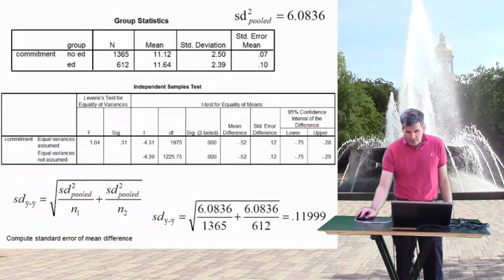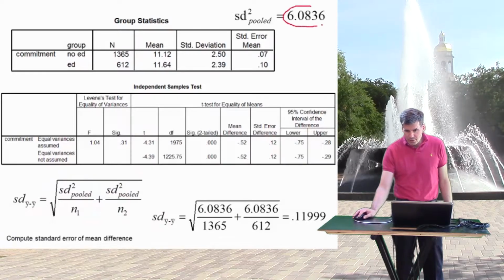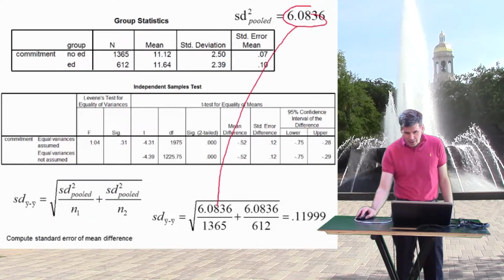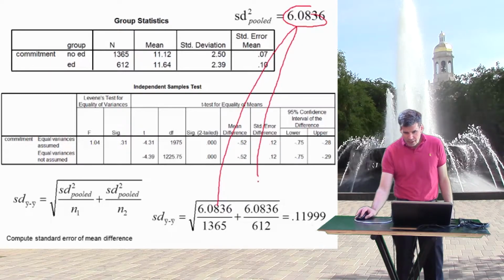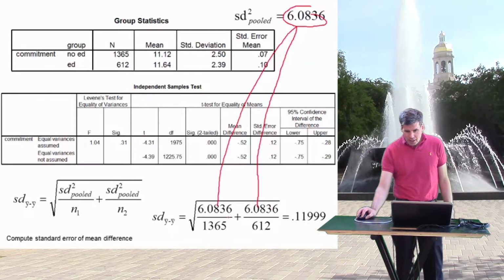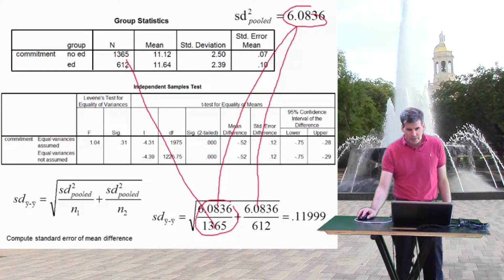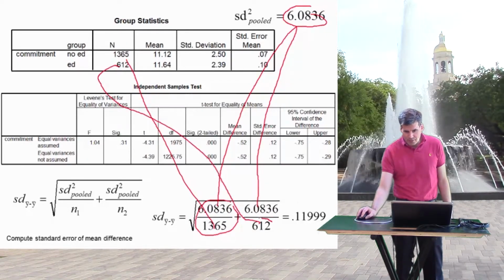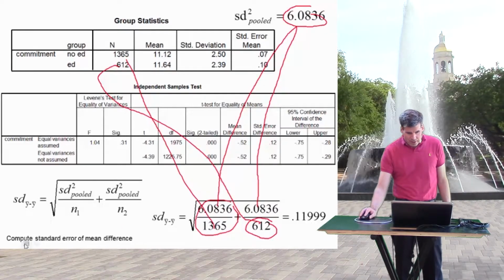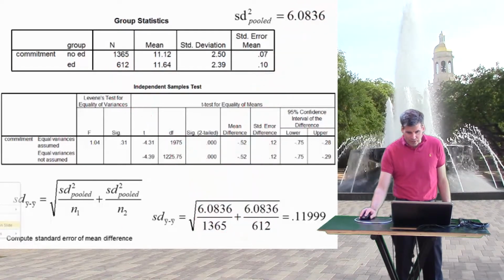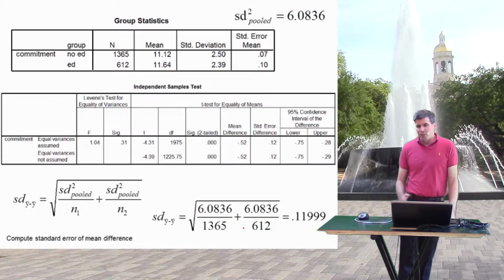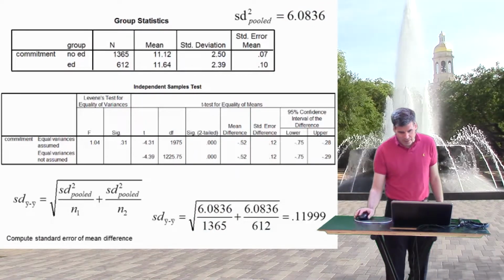So we take our pooled variance, 6.0836, and I plug it in there. Take that exact same value and plug it in right there. And then for this first one, I take 6.0836 divided by the sample size for group one. Group one had 1,365 people. Group two had 612 people, and so that goes right down there. And again, note that I'm dividing by the total sample sizes, and I'm not dividing by degrees of freedom here. It's divided by the sample size.